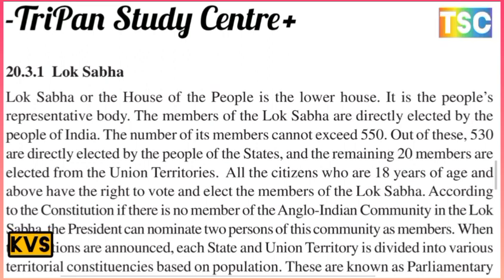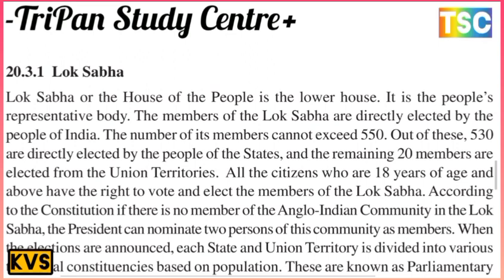The number of its members cannot exceed 550. Out of this, 530 are directly elected by the people of the states, and the remaining 20 members are elected from the union territories. All citizens who are 18 years of age and above have the right to vote. According to the Constitution, if there is no member of the Anglo-Indian community in the Lok Sabha, the President can nominate two persons of this community as members.